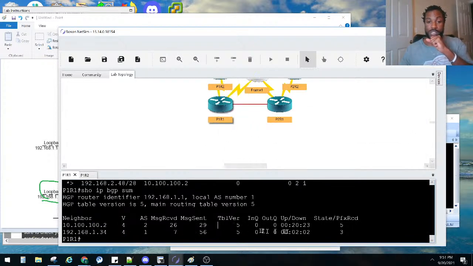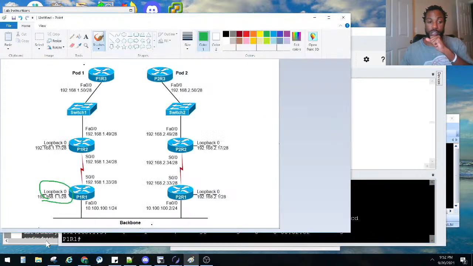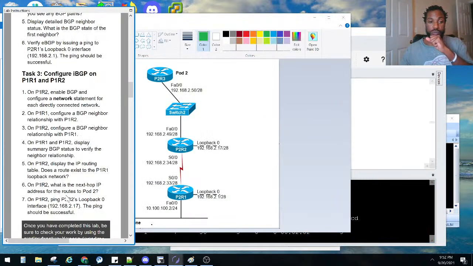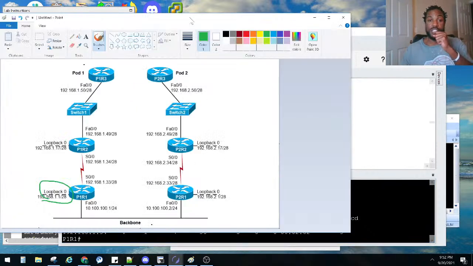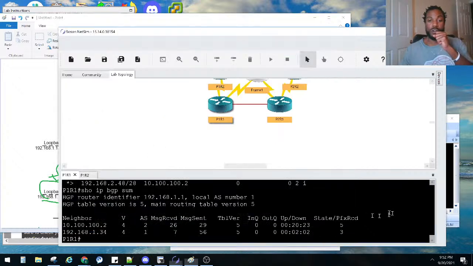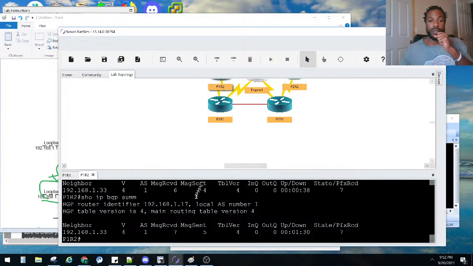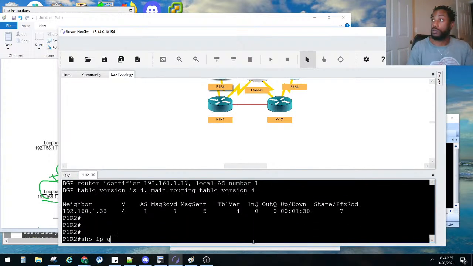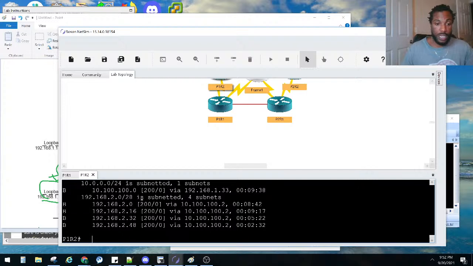The prefix we received. Queuing, how long it's been up? 20 minutes for that one, 2 minutes for that neighbor. That's pretty much it for that. What else? I think just 2 more show commands and we should be done. And a ping. Display the routing table. Does a route exist to the P1R1 loopback network on P1R2? So we got to go to this guy right here and see if we can see his loopback network over there. So we go to P1R2, which is over here. We check his routing table, show IP route. And the network is what?